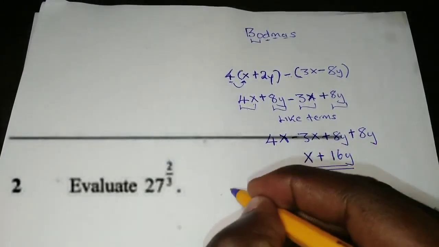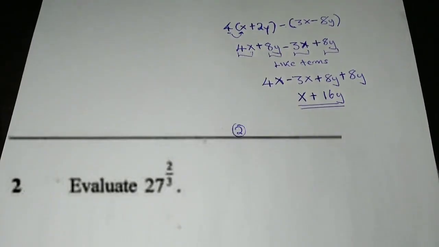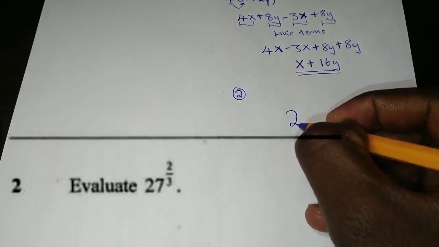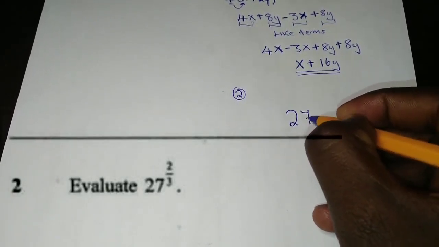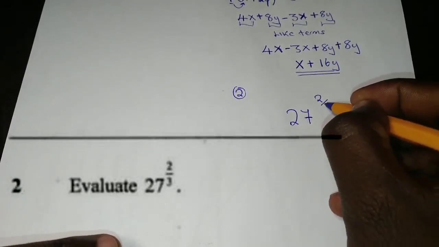Then we have question 2. You can see question 2 there. Question 2 says evaluate. We've been given 27, and this 27 is raised to the power 2 over 3.